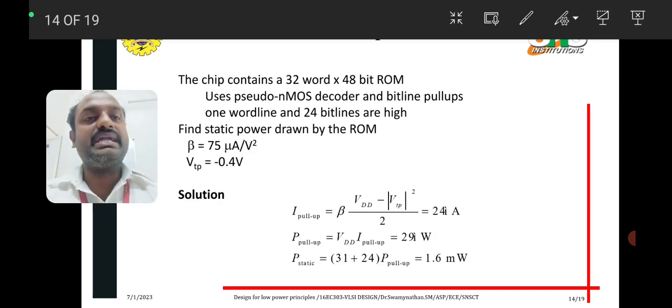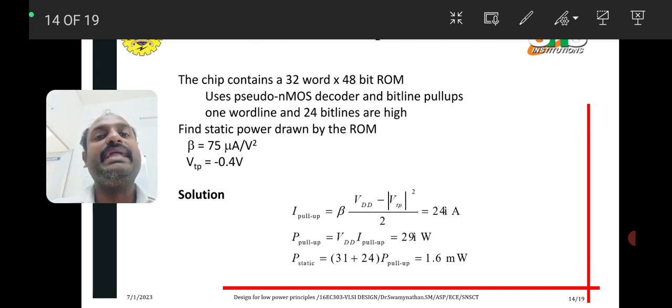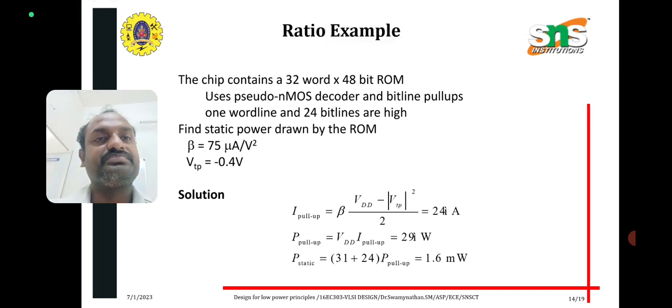Next, for static power, consider a chip containing a 32-word by 48-bit ROM. It uses a pseudo NMOS decoder for the bit line pull-ups. One word line and 24 bit lines are high. Beta is equal to 75 and VTP is equal to minus 0.4 V. Based on this, we can find the pull-up current, pull-up power and static power using the given formula.